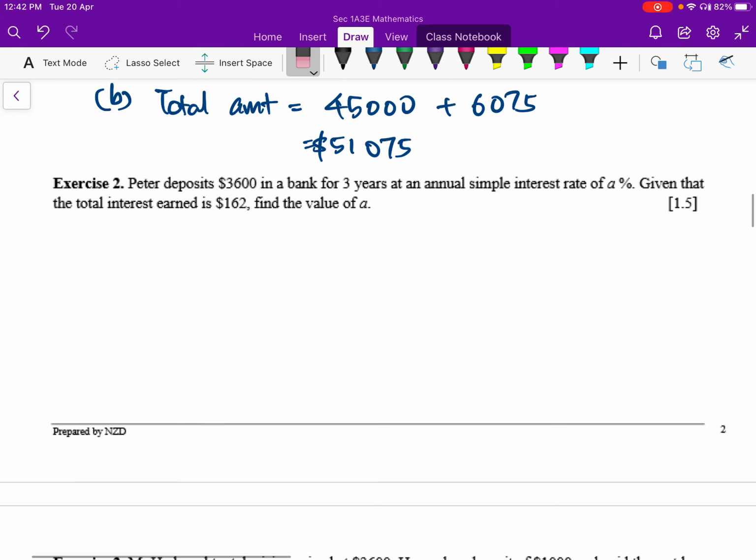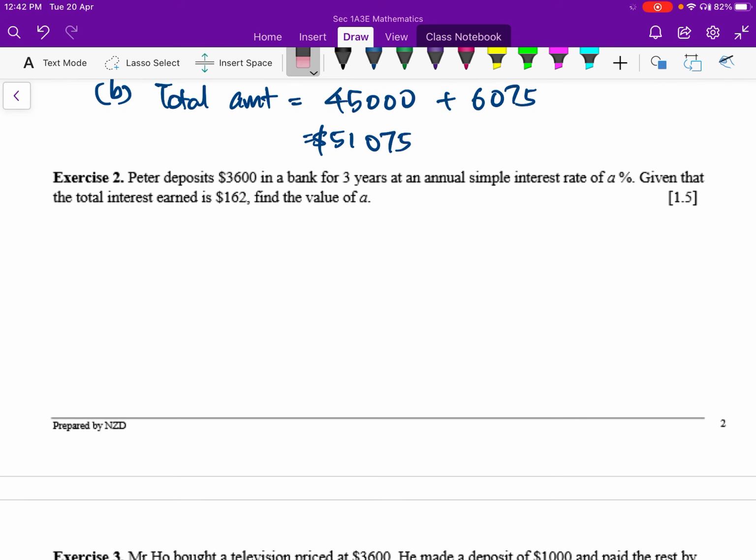Let's check exercise number 2. So Peter deposits 3,600 in the bank, 3 years. When you see this type of question, straight away you can write down and identify: this is my P, this is my T, and this will be R. PRT. Given that the total interest earned is 162, find the value of A. A will be our value of R, which we do not know.